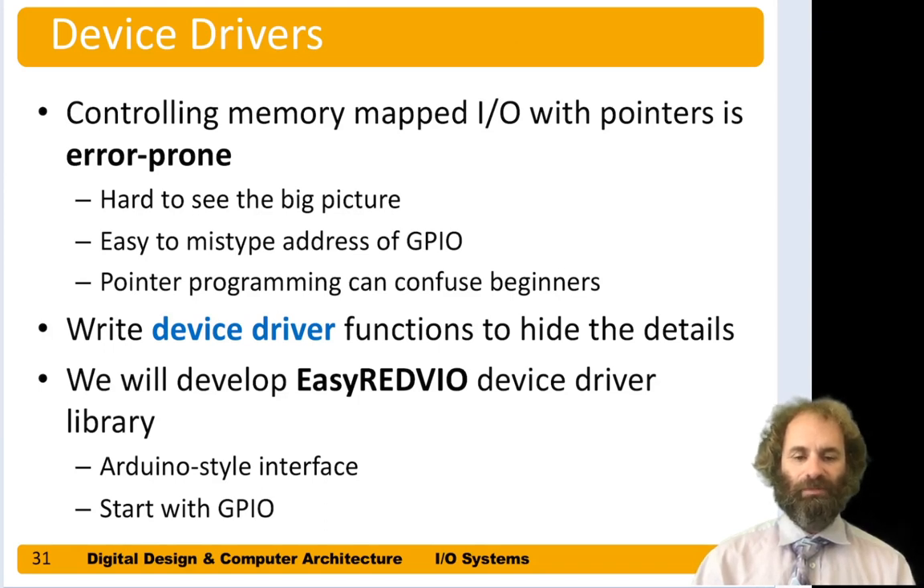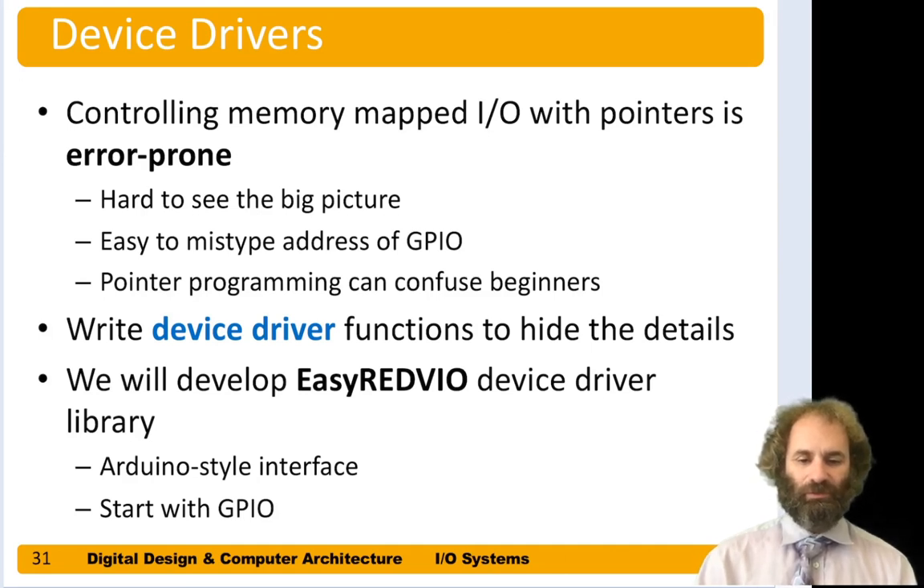And third, many beginning C programmers don't really understand pointer access all that well. And so if you could write some functions that manipulate the I/O with a clearly defined name of the function rather than an obscure pointer write, then it makes your I/O easier for a casual user. So we're going to write a device driver that hides the details and lets us access the GPIOs more abstractly.